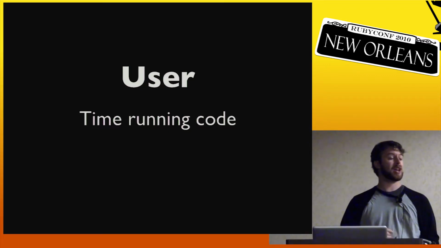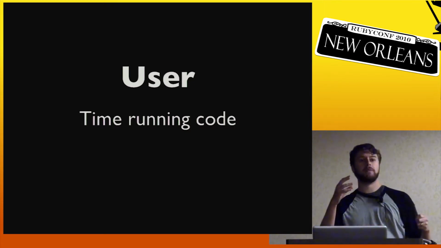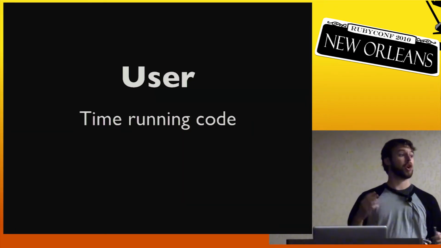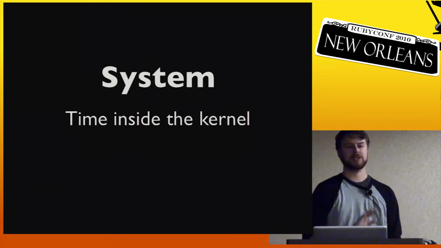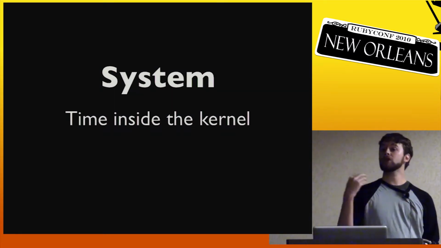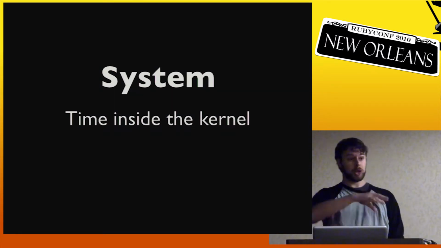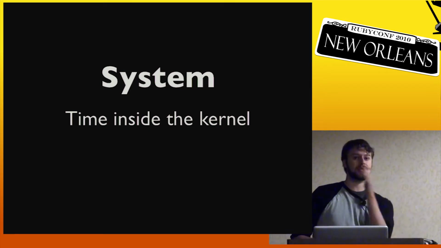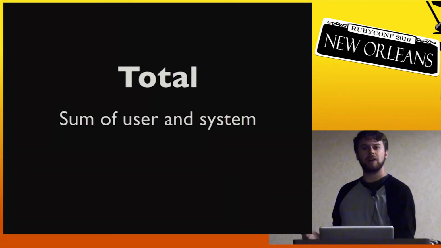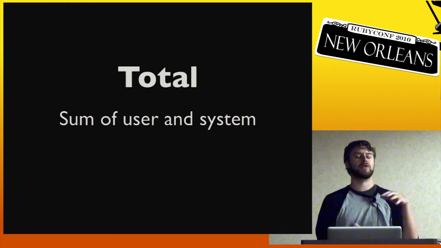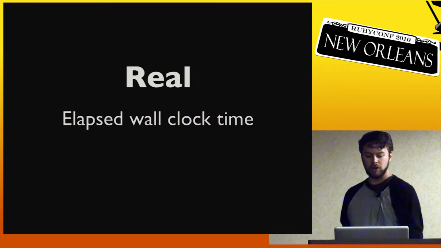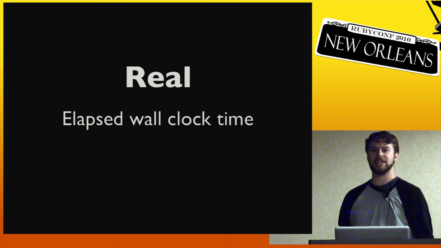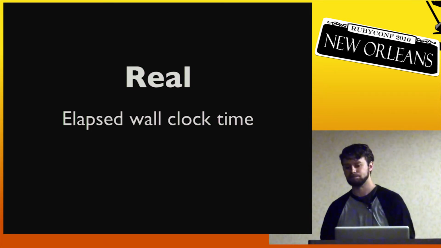So in other words, the time running loops, the time doing calculations, all that kind of stuff. System is the time inside the kernel. So if you go out to do I/O, that's where you're actually asking the kernel to perform some operation for you. So your user time stops and system time starts. So it'd be obvious, therefore, that the total is going to be the sum of those 2 things. And the real on the end there is the elapsed wall clock time.